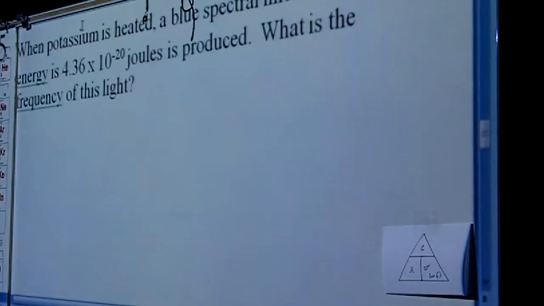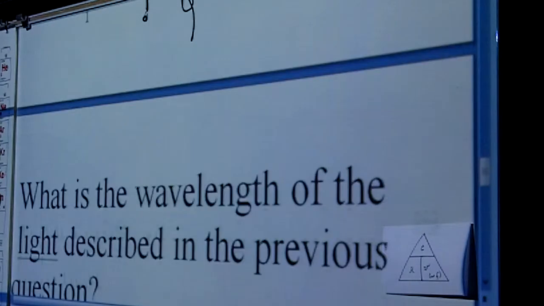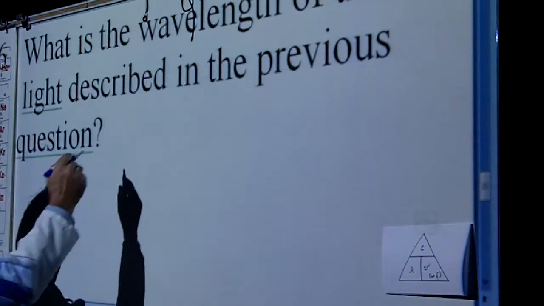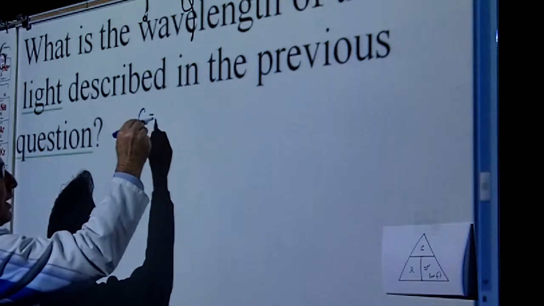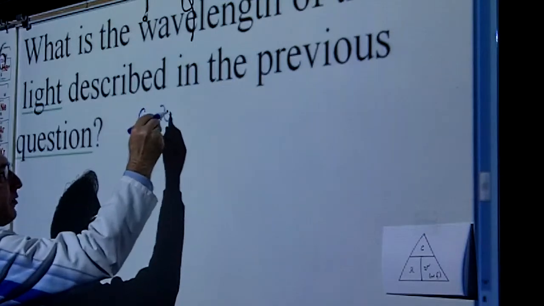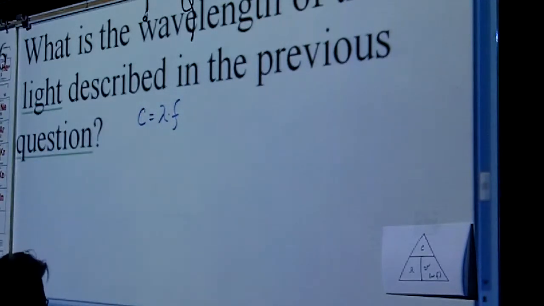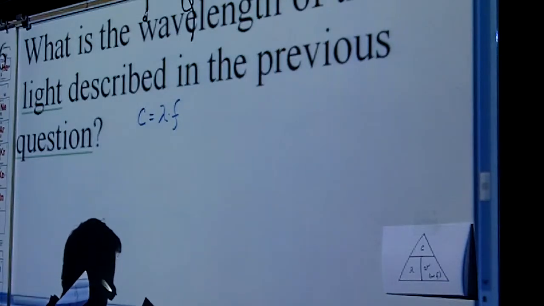Let's look at number 6. Number 6 says, what is the wavelength of the light described in the previous question? So we calculated a frequency. Now we're looking for wavelength. Well, remember that the relationship between wavelength and frequency for all electromagnetic spectrum waves is this. Speed of light is equal to wavelength times frequency.